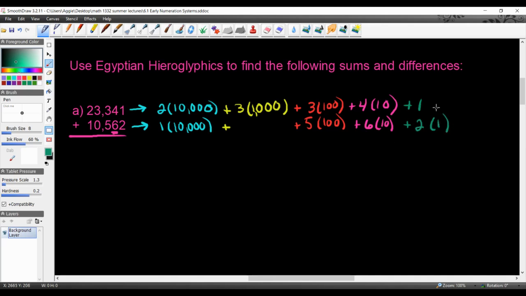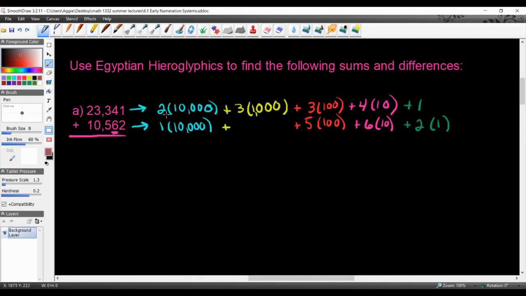So let's go through this one because I kind of lost my place here. We have a 10,000. That was this one right here, one of those. And then we had nothing here in the thousands place. That's why I have nothing here. And then I have 500, so there's my 500s, 6 tens, and 2 ones. So that's pretty much what we're going to be working with here.